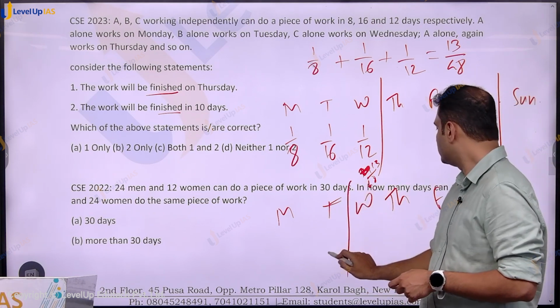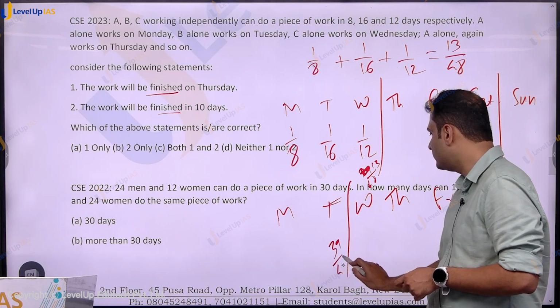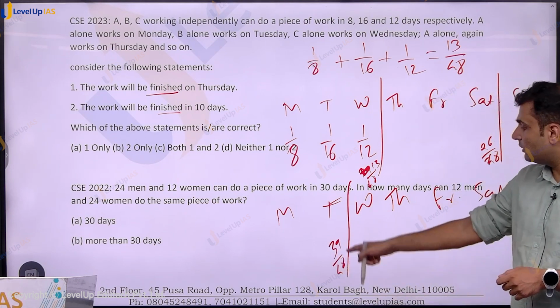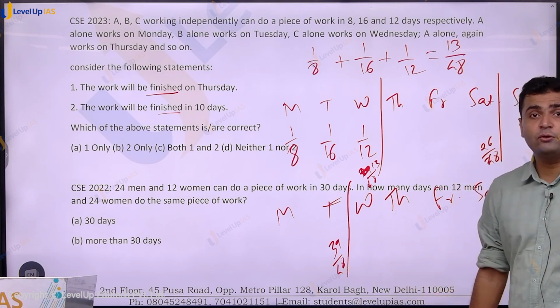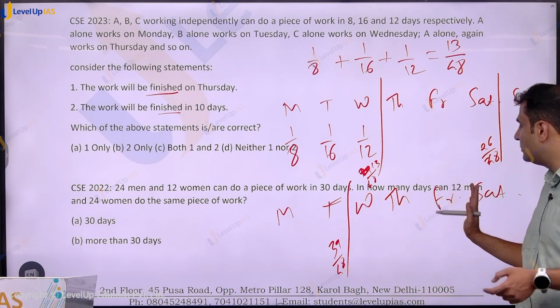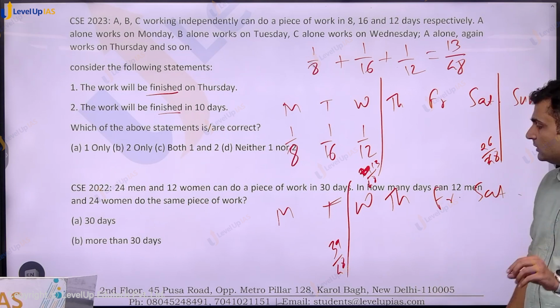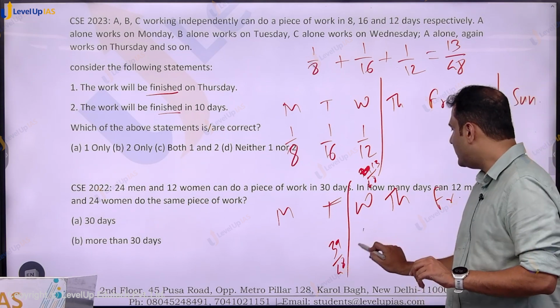here 39/48 is completed. Right? Still not full work is completed. If we give another 3 days, it will be 52/48, which is more than 1. So work gets completed before Friday. Right? So on Wednesday, A will do 1/8 work.